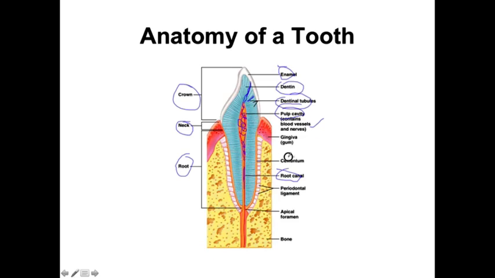The cementum is the ligament. The cementum is like cement that holds that tooth in, and the periodontal ligament gives the tooth a little wiggle room so the tooth can move and not crack every time you bite into something. And the gingiva is the gum.